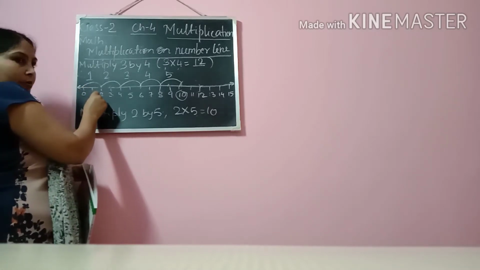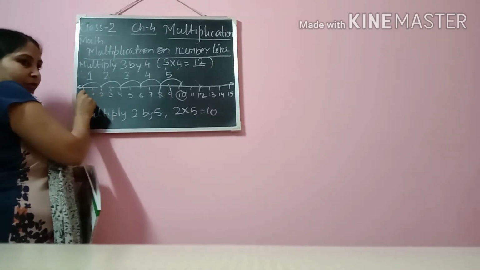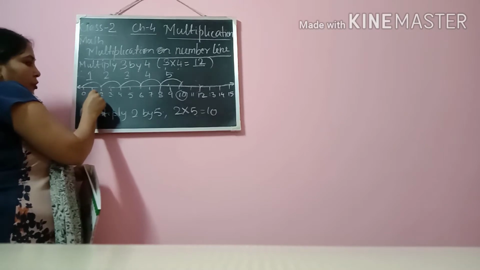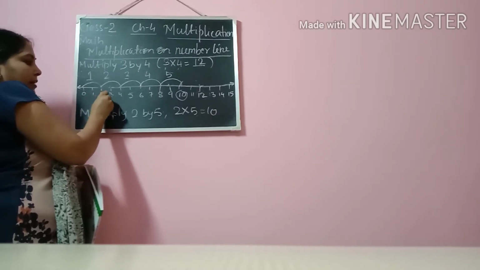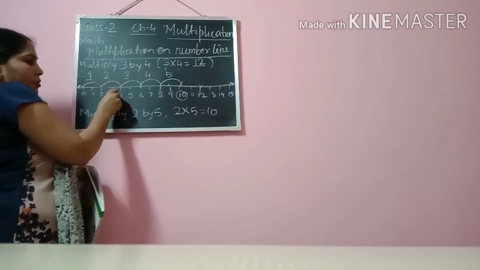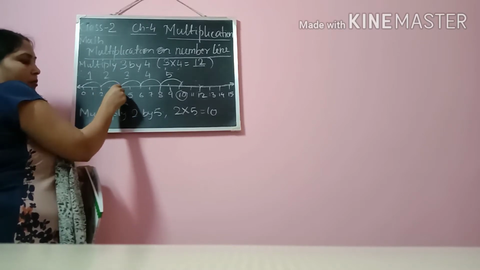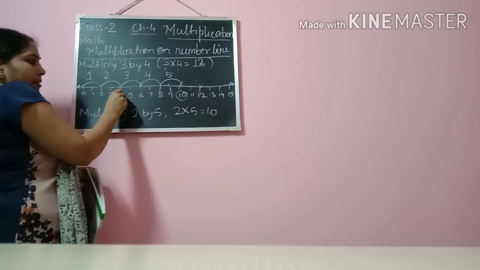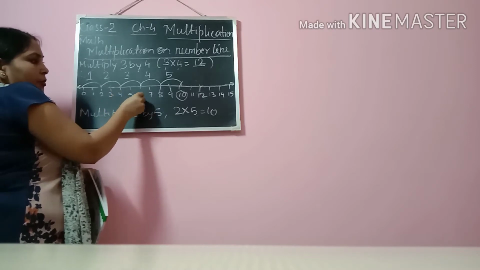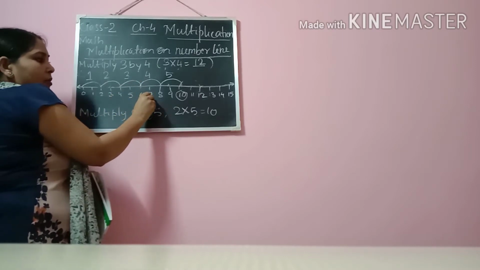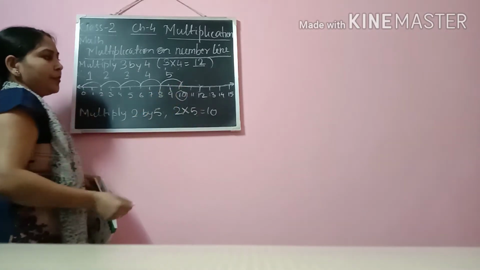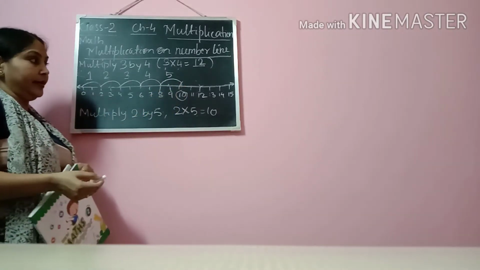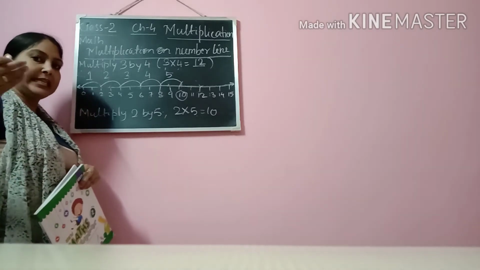Like from 0 we will start. 1, 2, we have landed here. Then again 2 numbers, 1, 2, 4. We have landed on 4. Then 1, 2, landed on 6. 1, 2, landed on 8. 1, 2, landed on 10. Okay.